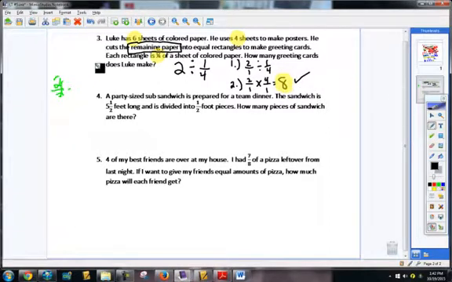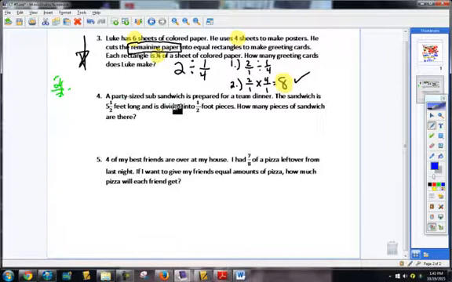So that one, we kind of took it a step further, right? I didn't just come out and say, oh, he has 2 pieces of paper. He wants to divide them into 1/4 sections, 1/4 size sections. Okay, it didn't say that. You had to do a little work. That's where they get a little more challenging, okay?